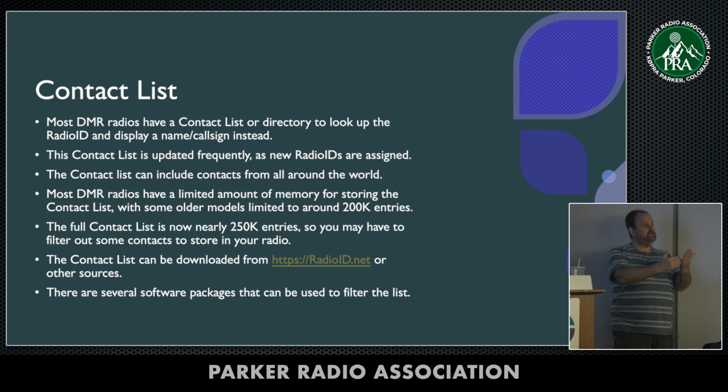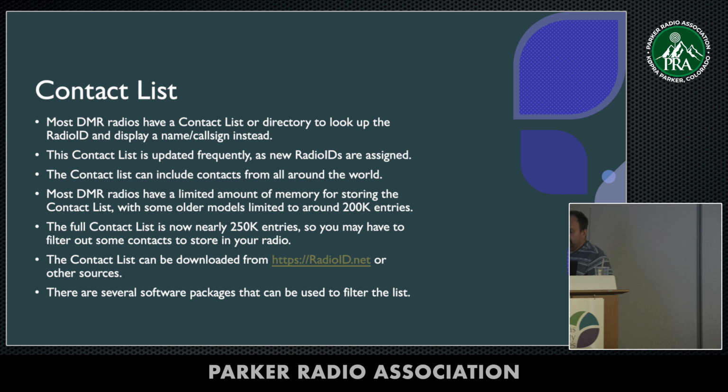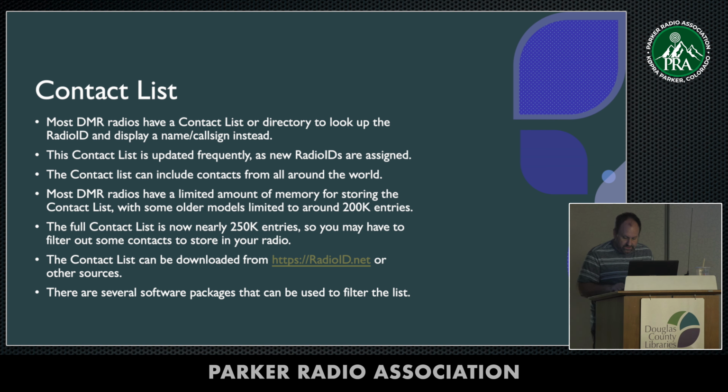So if you've loaded the contact list, your radio can display that so that you can see who you're talking to. But if you haven't loaded the contact list, or if yours isn't current, you're just going to see a 7-digit number. And you're going to go, what does that mean? I can't tell who that is. So there's the contact list.